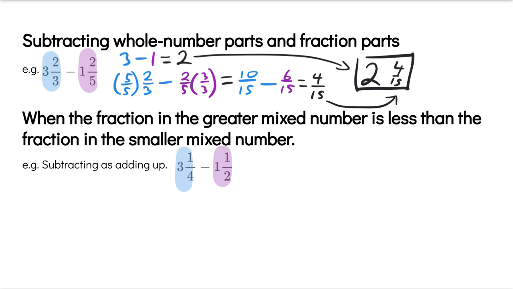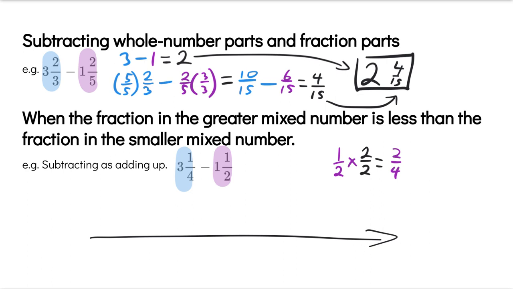So I hope that you can see that if we take 1/2 and we multiply it by 2 over 2, we're going to get an equivalent fraction here. We're going to get 2/4. So now let's put this on a number line so that we can see how much we need to add to 1 2/4. Here is 1 2/4. And we're going to get somewhere over here on the right-hand side, we're going to get to 3 1/4.